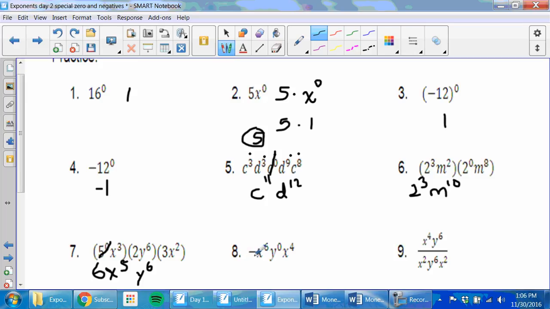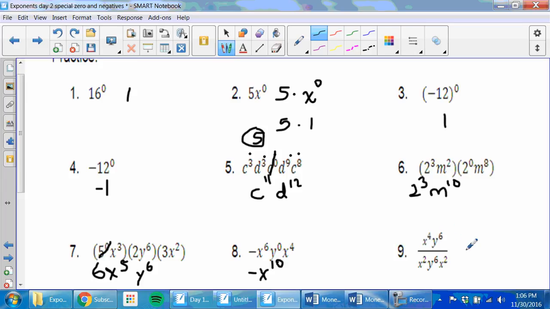Number 8, negative x to the 6th power times y to the 0 power times x to the 4th power. I would keep the negative in front, and my exponents would be added, even though it's negative, that's okay, for my x's. So x to the 10th, and I wouldn't even write a y because y is now just times 1. And really, any number, you can always say times 1, so we don't necessarily write that down.